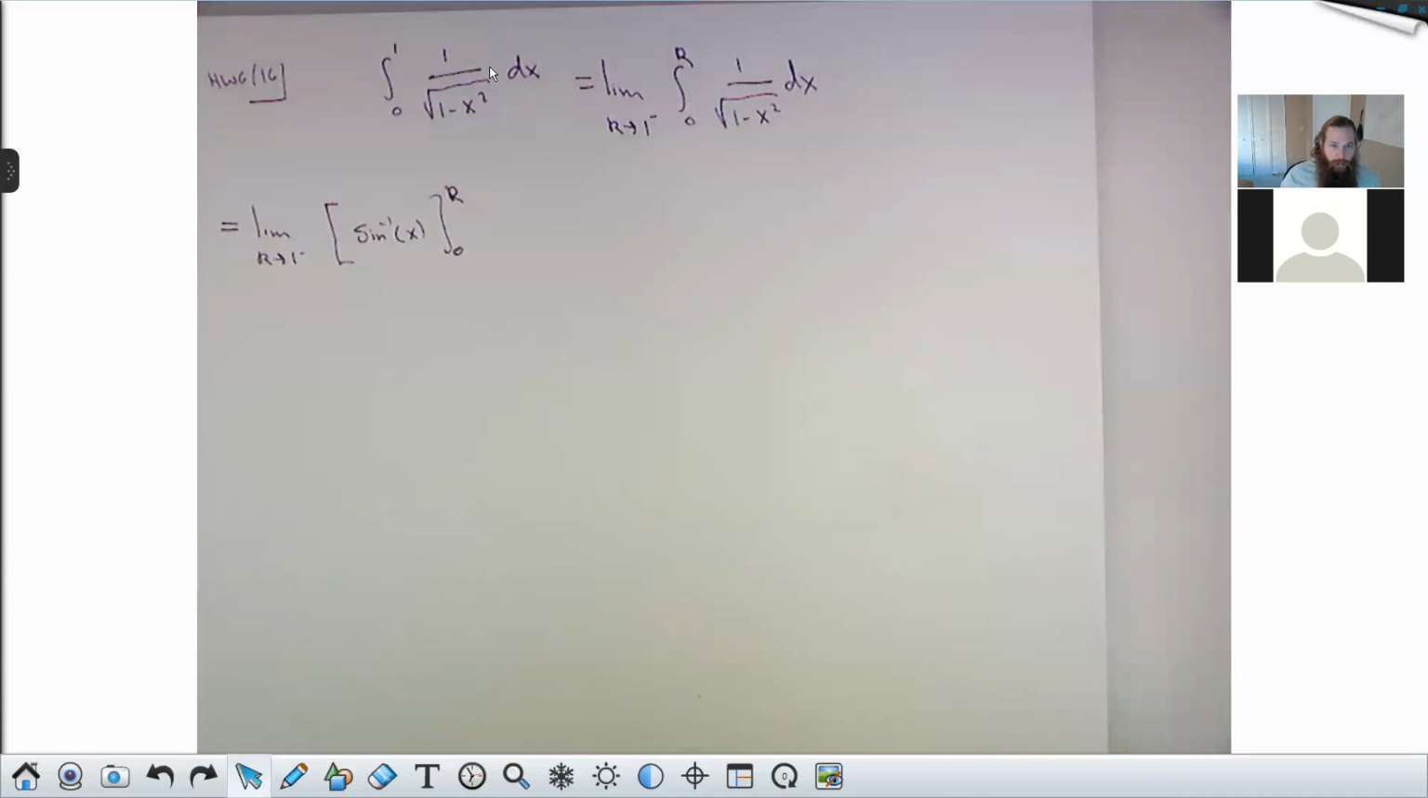Now, if you don't remember the derivative of the inverse sine function, then the move here would be to make the substitution x equals sine theta, following your trig sub-Bible. But hopefully you do remember the derivative of the inverse sine function. It's something we talked about in this class and you learned back in Calc 1 as well.